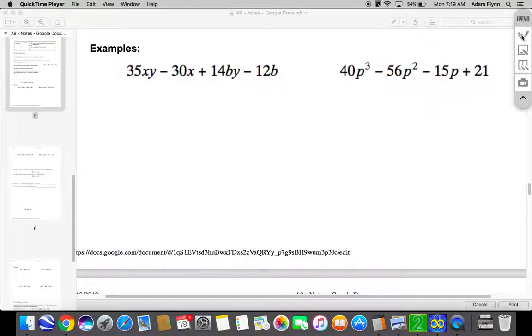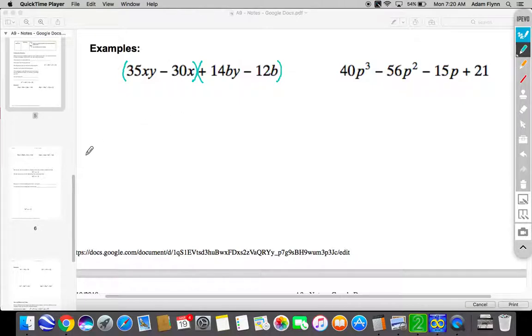This is the example video for factoring by grouping. So let's take a look at the first example. We'll group our first two terms together and our last two terms together.